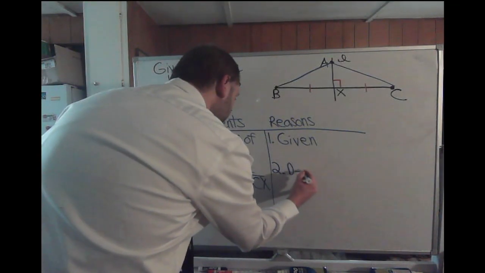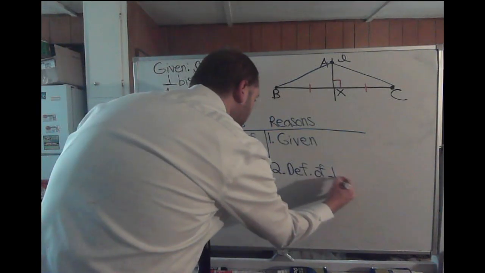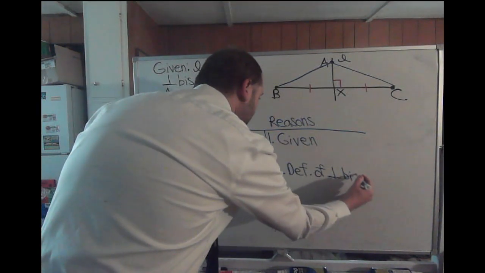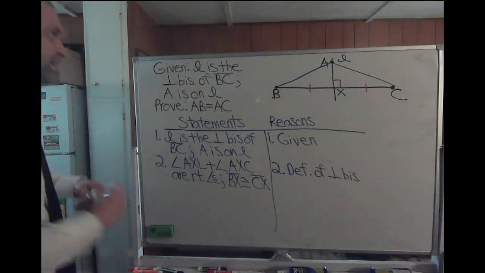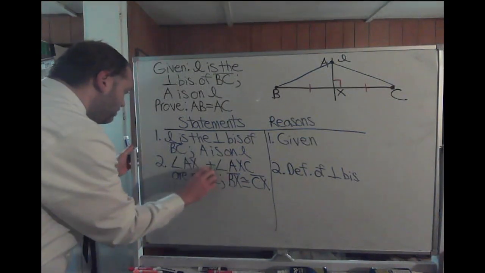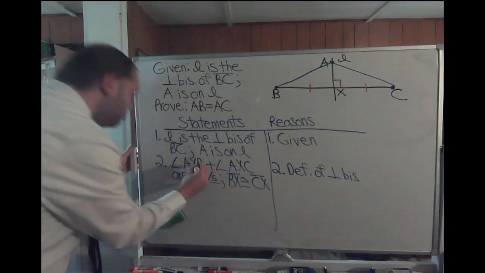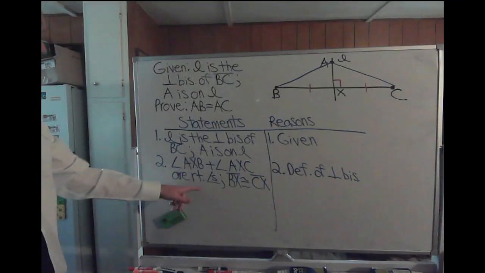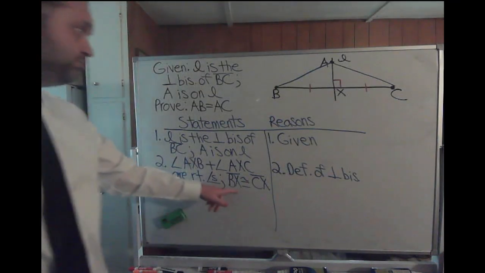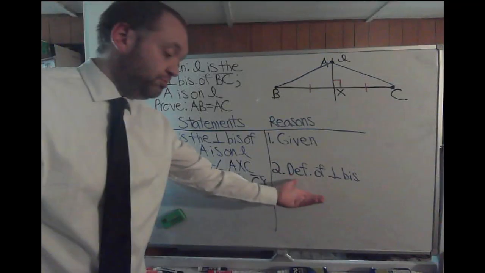So the definition of perpendicular bisector enables us to conclude that angles, did I say AXL? I'm sorry, I don't know where I got L from. Should be AXB. We can actually conclude that angles AXB and AXC are right angles, as well as BX being congruent to CX by the definition of perpendicular bisector.